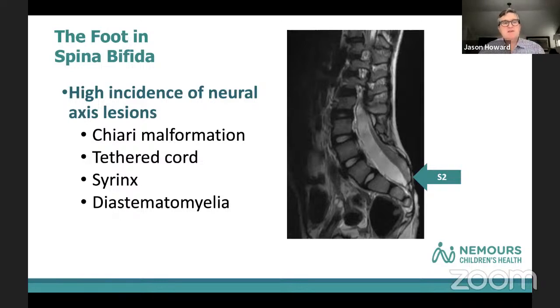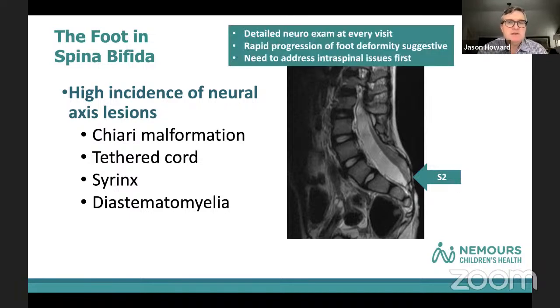Whenever you're treating someone with spina bifida, if you have a rapid recurrence of that clubfoot deformity, you need to be thinking, well, what's going on? Maybe I've got a tethering of the spinal cord happening here, and you might need a neurosurgeon involved to do a tether release. So for those cases, you really want to investigate, do I have a recurrence of a tethered cord? Something especially like a lipomeningocele or a prior tethered cord, probably more so than a true myelomeningocele, but it can happen there as well. So you do a detailed exam at every visit and address any intraspinal issues as they come.